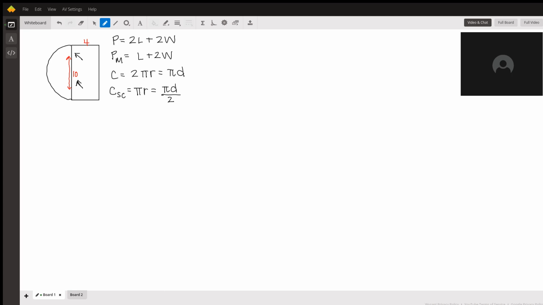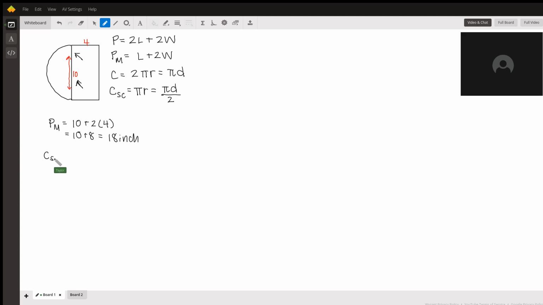Okay, first things first, perimeter modified for the rectangle is going to be 10 as the length plus 2 times the width, which is 4. So that's going to give us 10 plus 8, or 18. And we don't want to forget inches here. So this is going to be 18 inches because that's the units we were given for the problem.